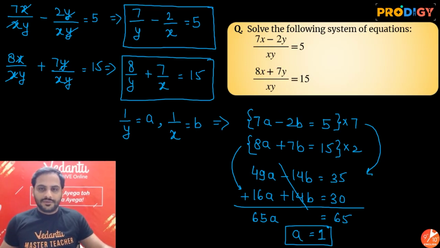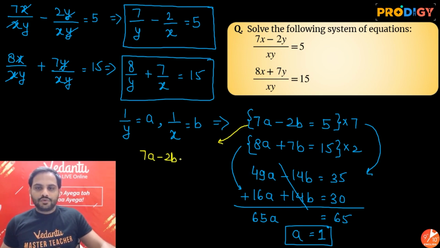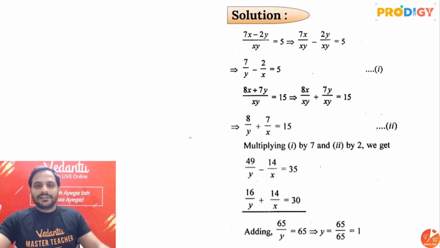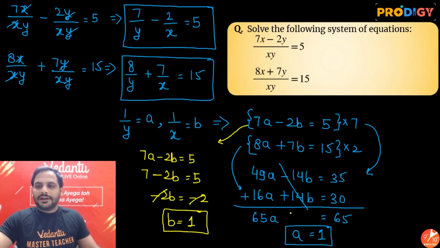Let's say first equation, 7a minus 2b is equal to 5. Put a equal to 1. So 7 into 1 is 7, minus 2b is equal to 5. Shift 7 over there, minus 2b is equal to 5 minus 7 is minus 2. Minus 2 and minus 2 got cancelled. b is also equal to 1. So guys, we have got a as 1 and b as 1.